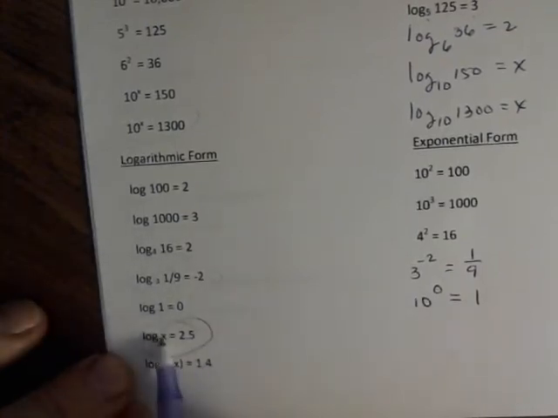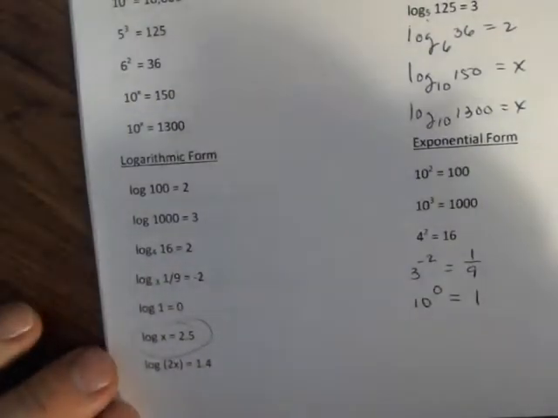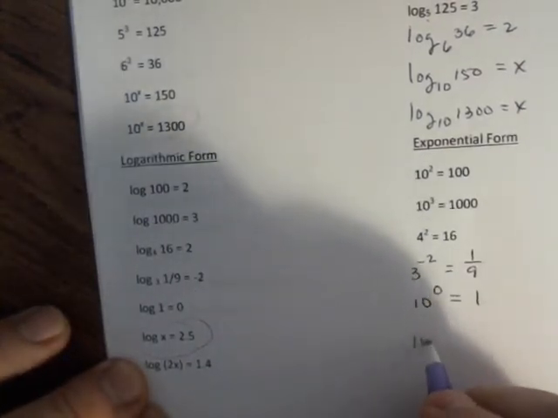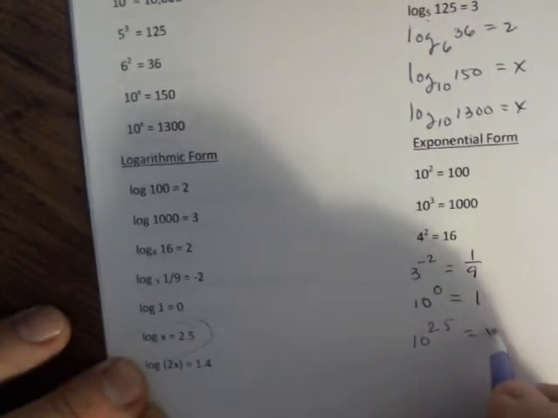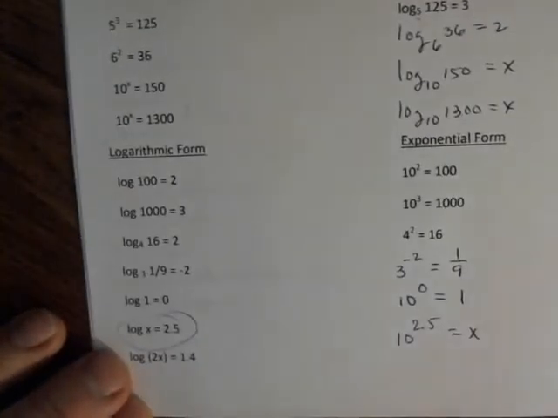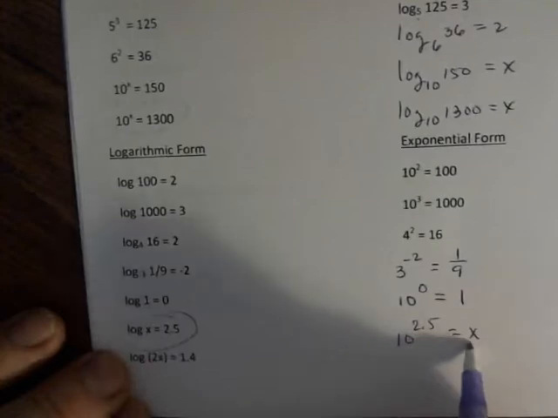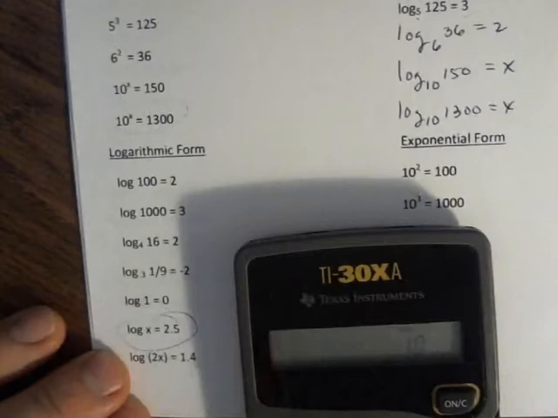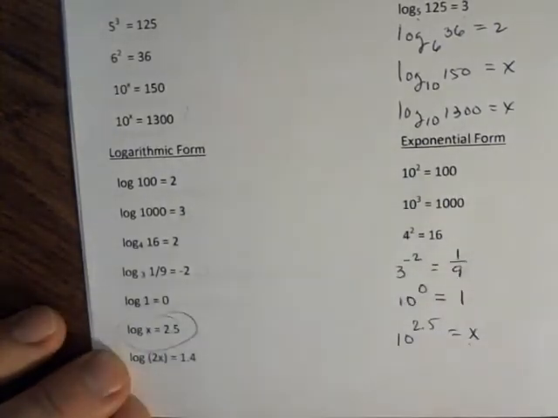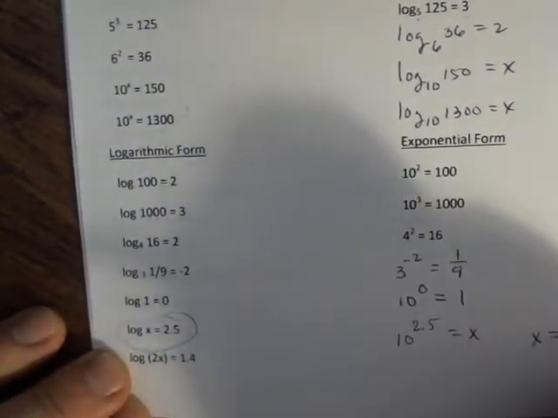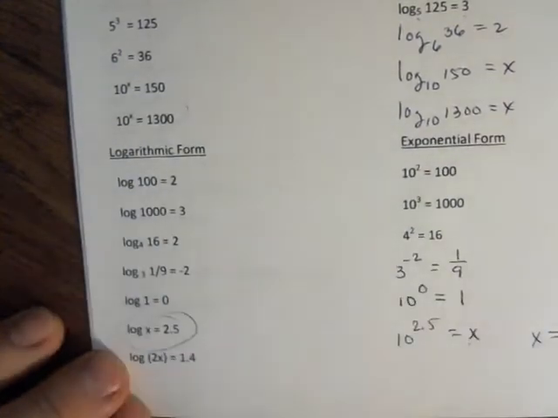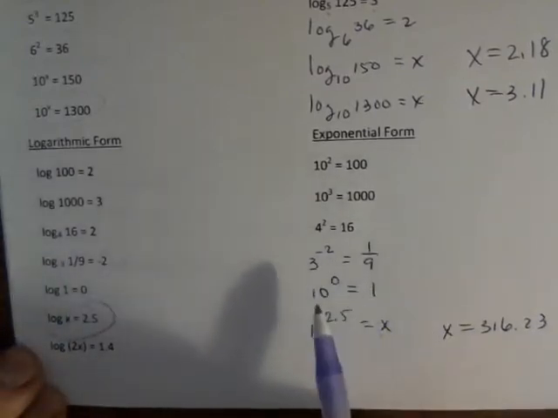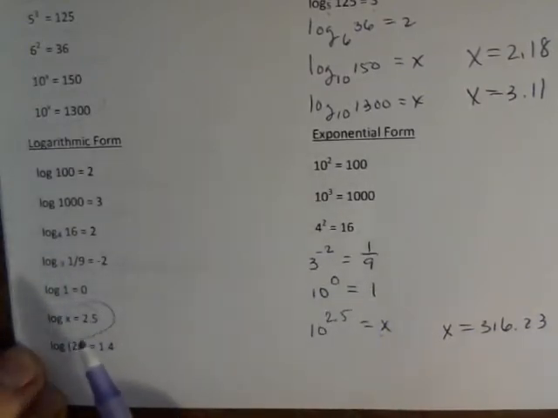Next one here, we do not know the number. So if I do not know the number, the way I can find the number is I can say, oh, 10 to the 2.5 power is x. Because my base is 10, that's my exponent. That's what's not known. So then I just put it into my calculator, and I get 316.23. So that's how you solve logarithmic equations.